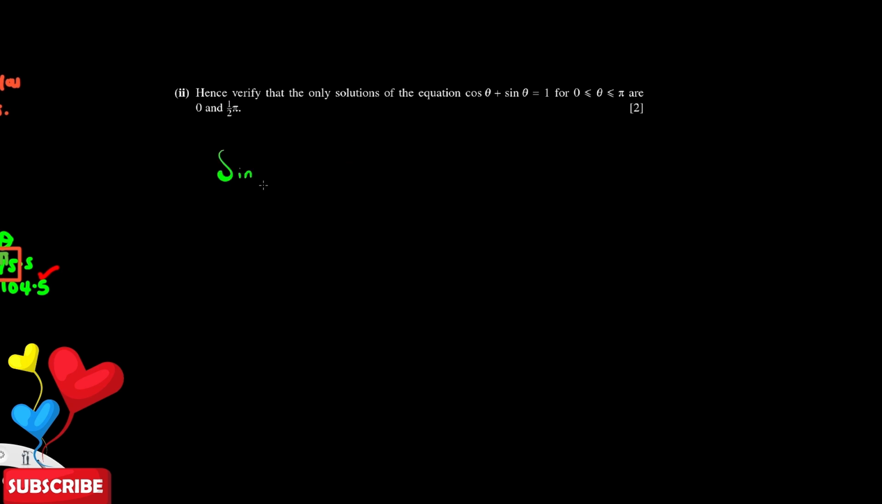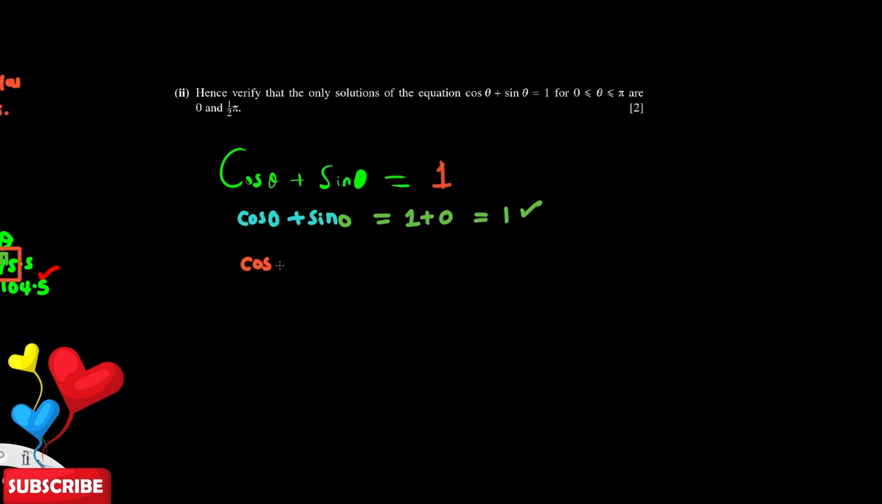If we substitute, let's see what we're going to get. The equation equals 1. So we say theta equals 0. We substitute, and cos 0 is 1, and sine 0 is 0. So this gives us 1 plus 0, which is 1, and this satisfies. Then we substitute for theta equals a half pi, cos half pi and sine half pi, and see whether it satisfies. If we do that, we get 0 plus 1, and that actually satisfies.